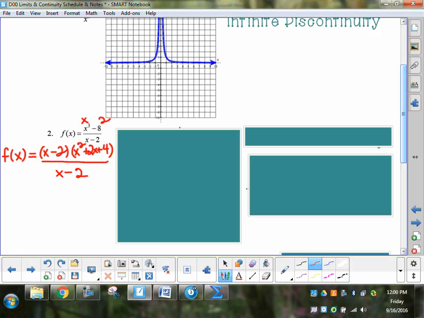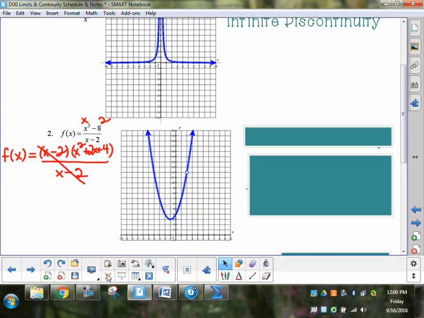You got this that's going to reduce out, which means the function behaves like this parabola, but it's going to have a hole in it. Where's the hole going to occur? Where? What? When x equals 2. You won't see this when you go to your graph. It looks something like this. Plug a 2 in here.